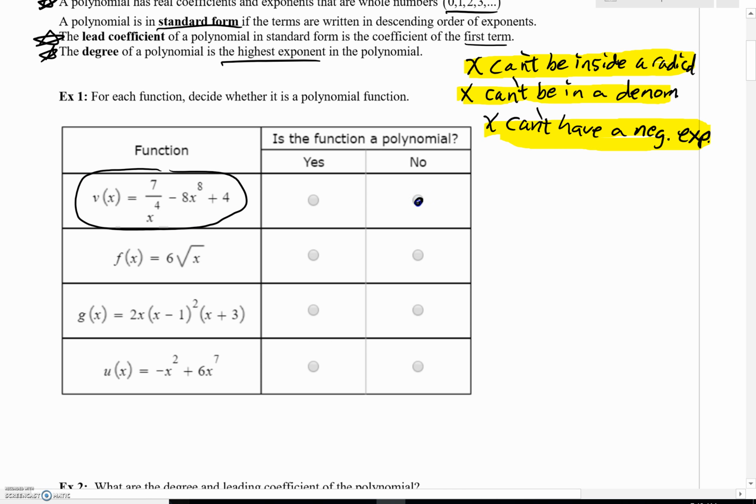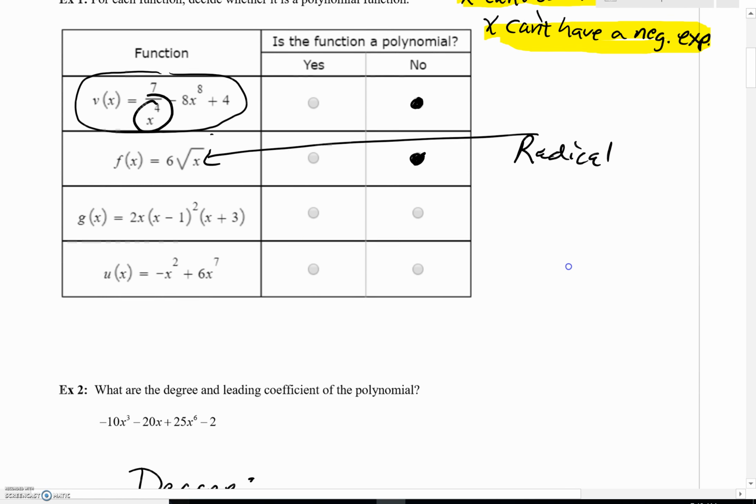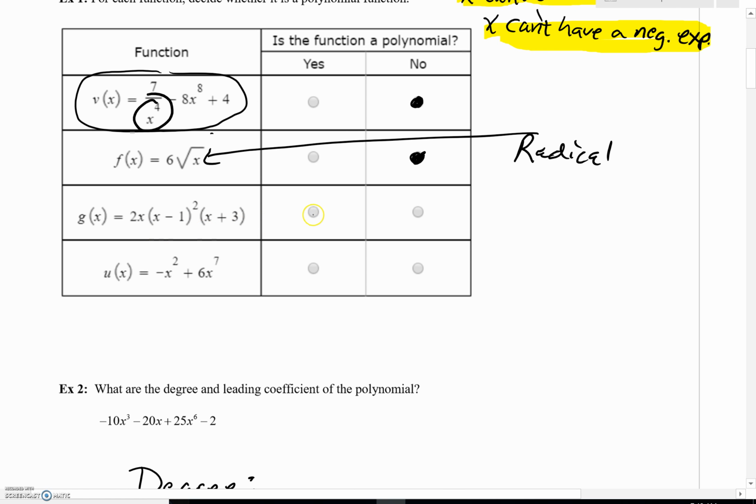Answer is no. The problem is that x is in the denominator. You've got x to the fourth down below. How about this next problem? No. The problem is x is inside the radical. It's inside of a square root. That's no good. How about this next one right here?